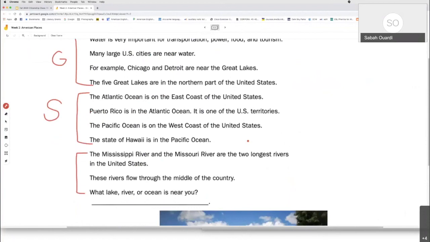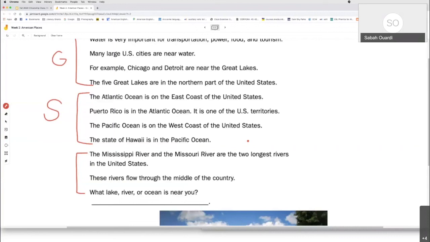The Atlantic Ocean is on the east coast of the United States. Puerto Rico is in the Atlantic Ocean. It's one of the USA territories. Very good. The Pacific Ocean is on the west coast of the United States.